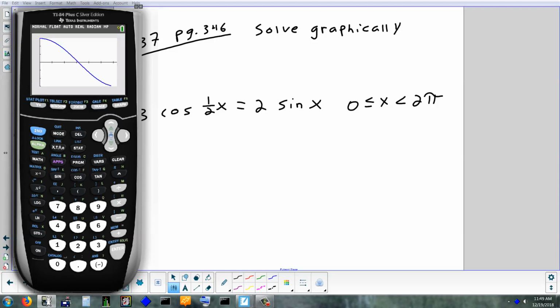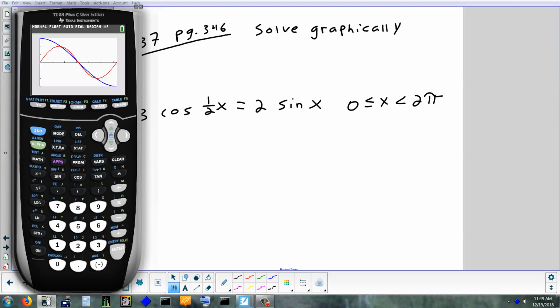All right, so there's 3 cosine 1/2 x and 2 sine x. How many times does it look like they cross? 3. Okay? Looks like they cross 3 times. Now, I can't really show this in the video, but if you look on the right-hand side of the board, it says 3 cosine 1/2 x equals 2 sine x. That's the problem we're doing.